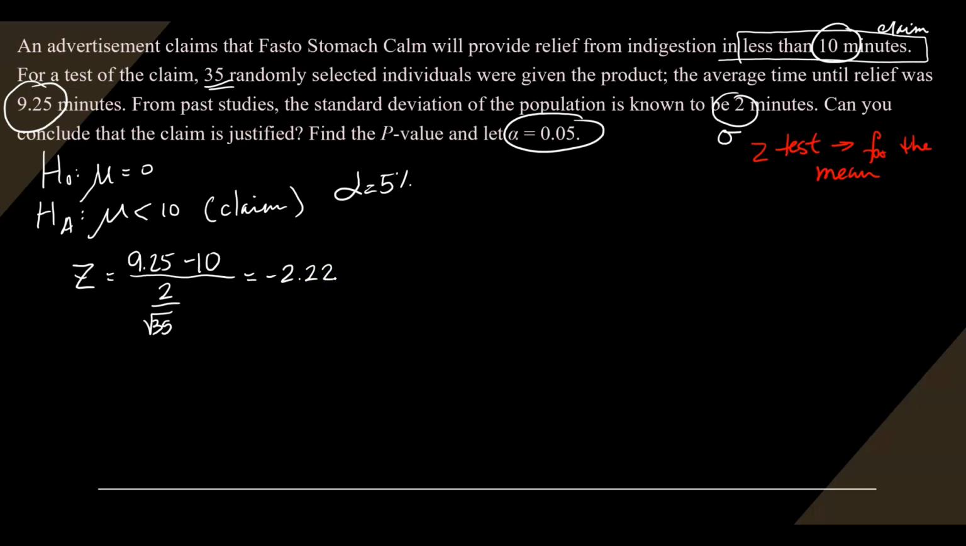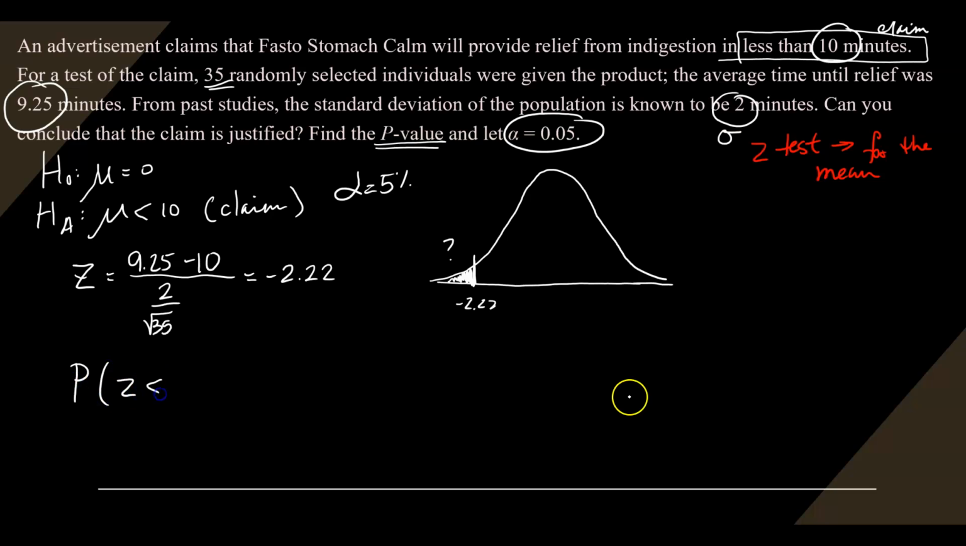Now, I'm interested in knowing what would be the probability, because the p-value is the probability value, to get such a value or an even more extreme value than that. So my value here is negative 2.22, and I would like to know what is the probability of getting such a value. Essentially, what is the area under the curve? So the probability for z being less than negative 2.22.